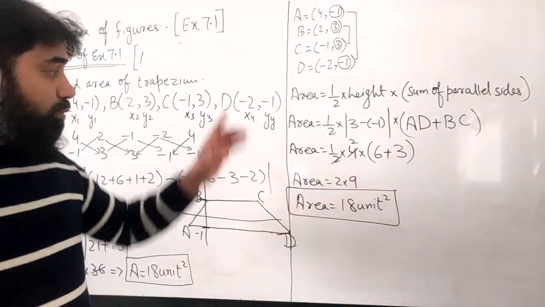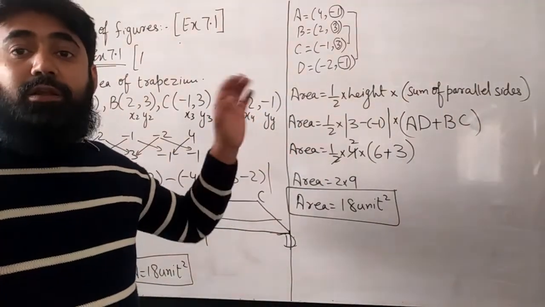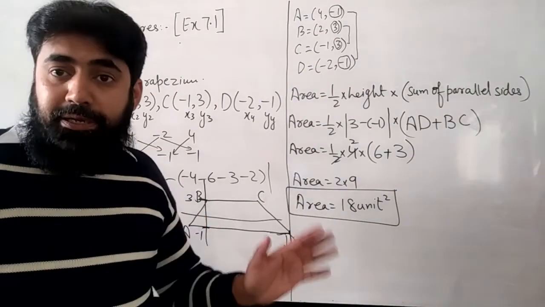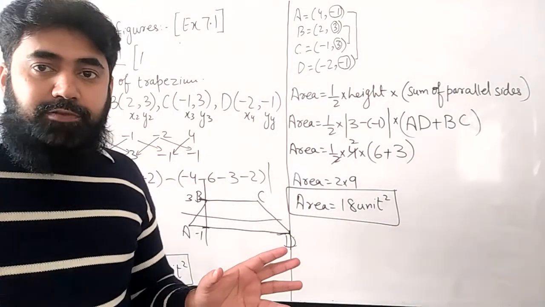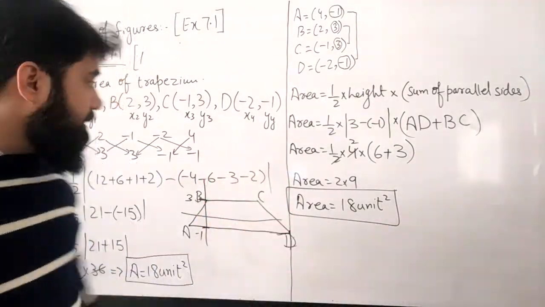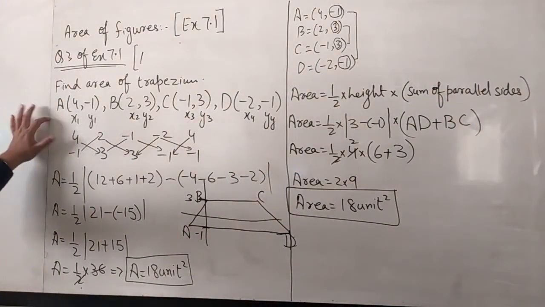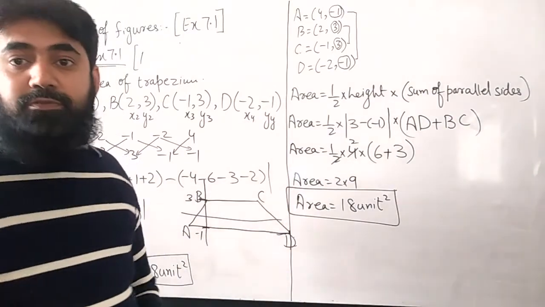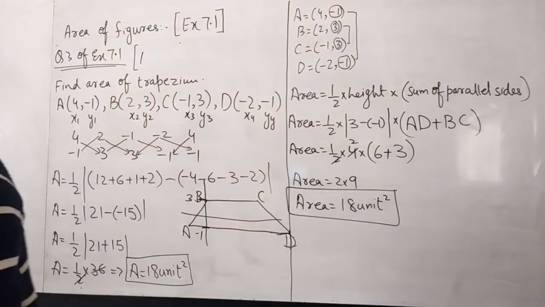Again, when will you use this method? When you have repeated values. If no repeated value is given, or only one set of repeated value is given in the trapezium, don't go with this method. This is only for repeated values, right?